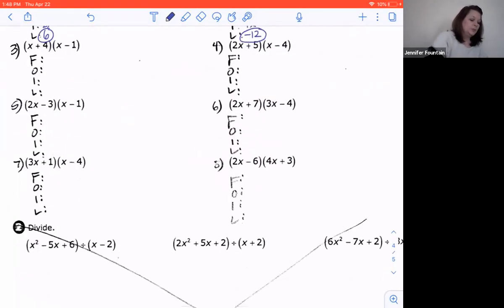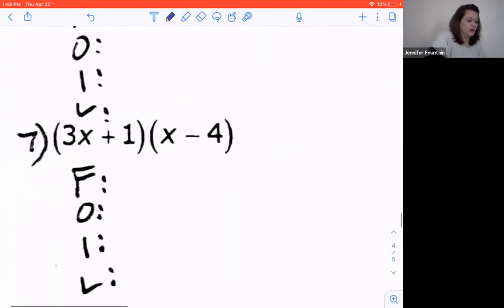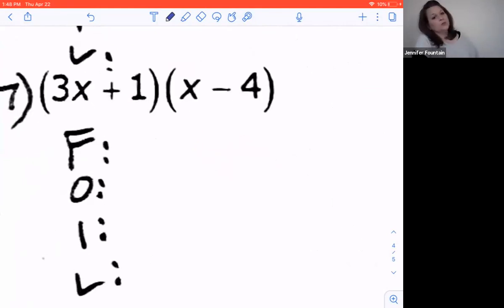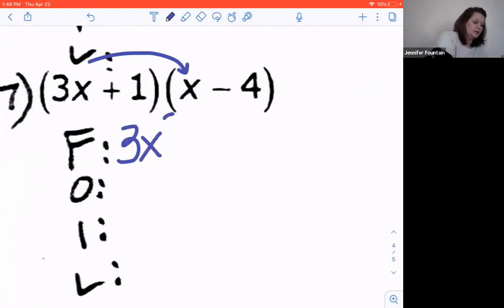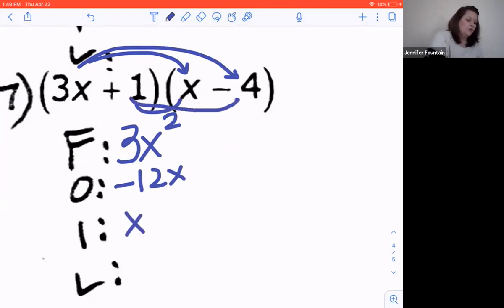Let's go ahead and do the last two, number 7 and number 8. I'm going to start with number 7. I've got 3x times x. That will be 3x squared. Now I have 3x times -4. 3 times -4 is -12, so 3x times -4 is -12x. Inner, 1 times x is x. And last, 1 times -4 is -4.